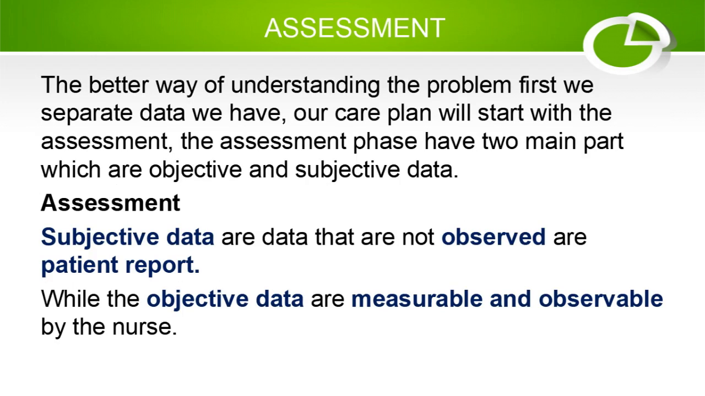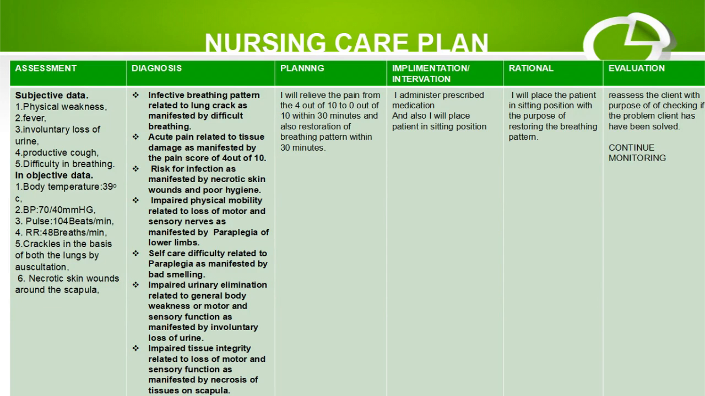The better way of understanding the problem: first, we separate data. Our care plan will start with the assessment. The assessment phase has two main parts, which are subjective and objective data. Subjective data are data that are not observed, they are the patient's report, while objective data are measurable and observable by the nurse.